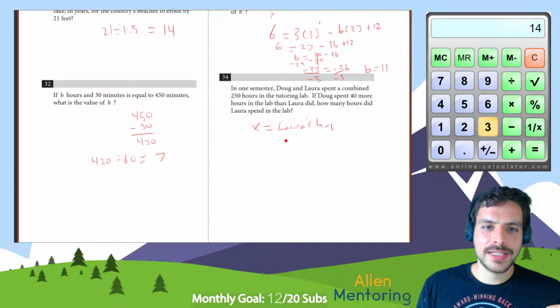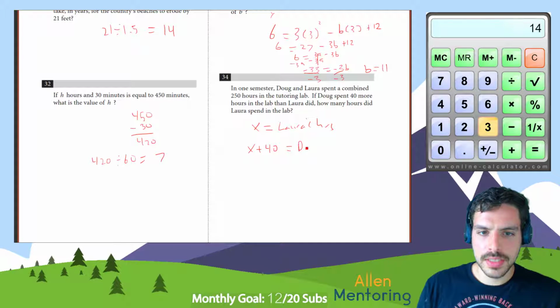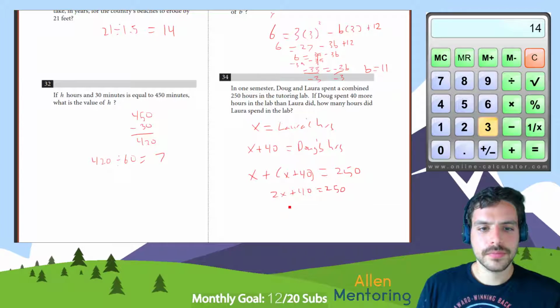Okay, and if x is Laura's hours, what are Doug's hours? That's going to be x plus 40, right? Whatever she did plus 40 will equal Doug's hours. And combined, x plus x plus 40, right, together, they worked 250 hours. Okay, so how do we solve for x? Combine like terms. X plus x is 2x plus 40 is equal to 250.